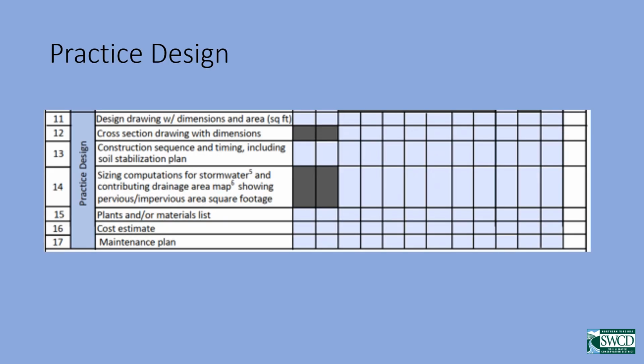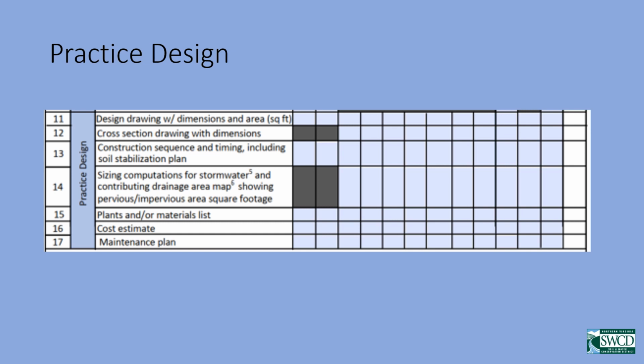The third part of the checklist is the practice design components, and this is, of course, where you as landscape professionals will be of great value to your clients as they put their application together. For every practice, we need to see a design drawing. It can be sketched, it can be hard-lined, it can be done with a computer or by hand, but it does need to show us where on the property the project is going to be installed.